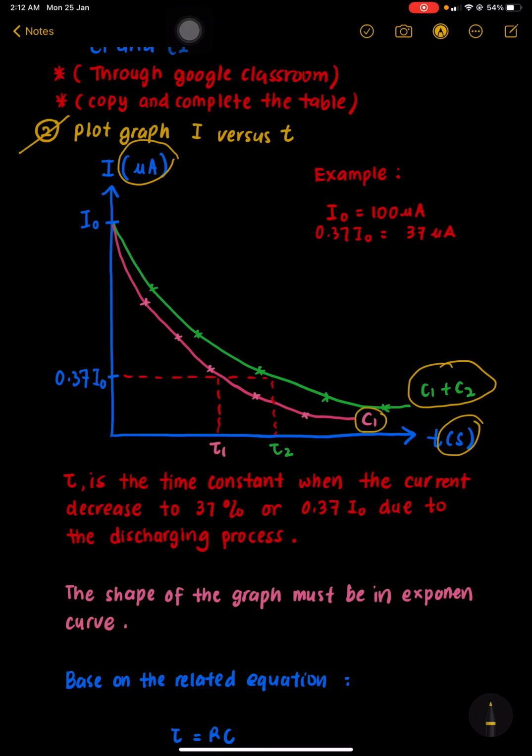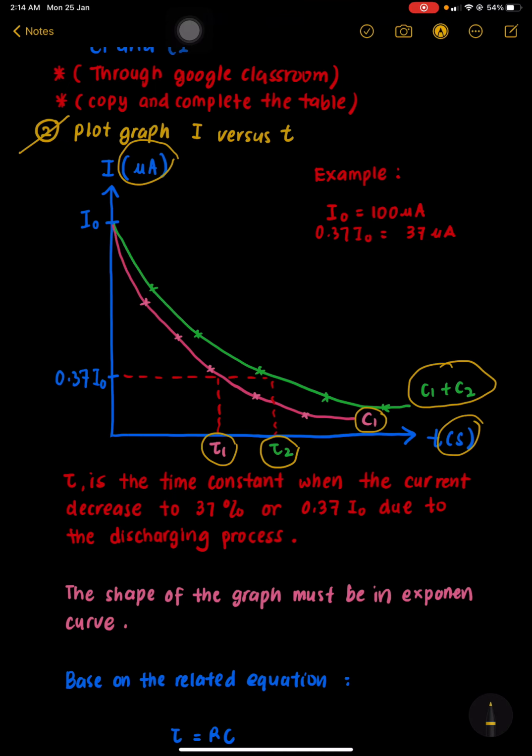As you can see, theoretically, the larger the capacitor, the more time it needs to fully charge or fully discharge. The value of tau 1 is smaller than tau 2 because the capacitance in the parallel connection is bigger than capacitor 1.